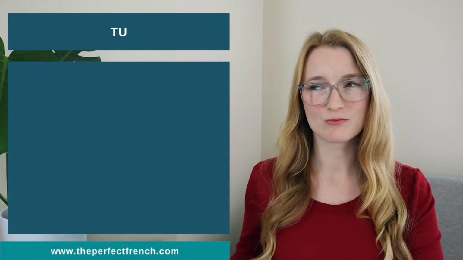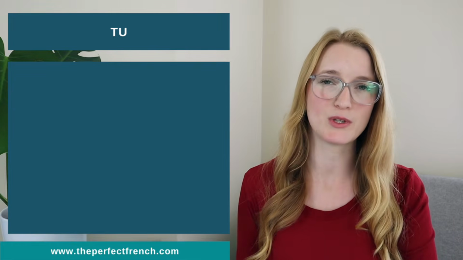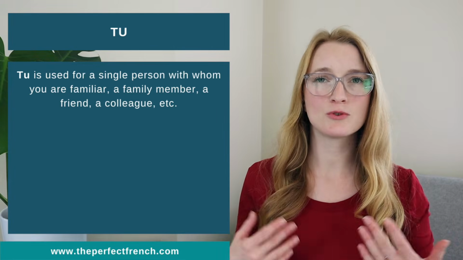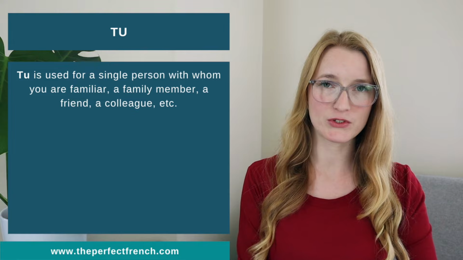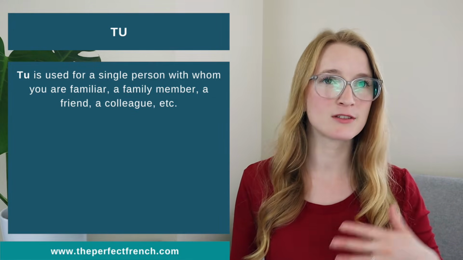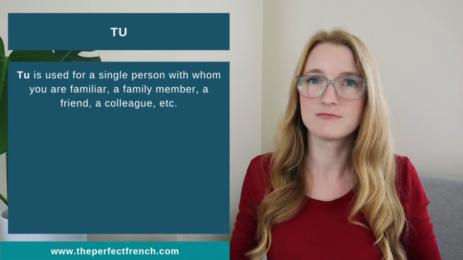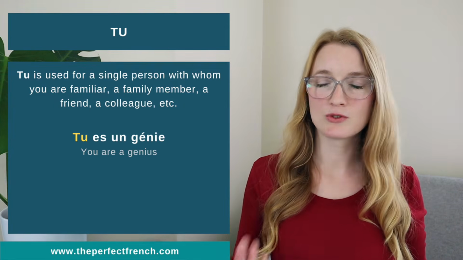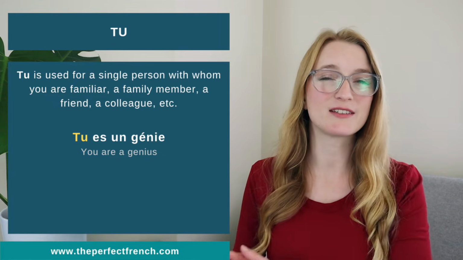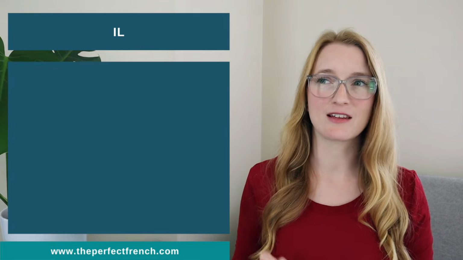Then we have tu. In French, you has two different translations. We have tu and we have vous. Tu is used for addressing a single person with whom you're familiar. So a family member, a friend, a neighbor that you like, your parents, anybody that you're familiar with. Tu es un génie, you're a genius.